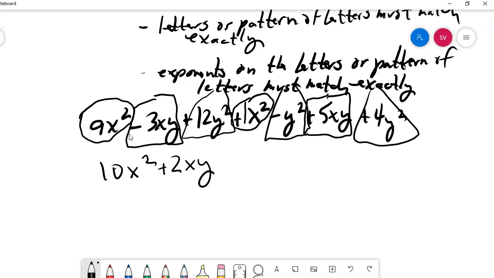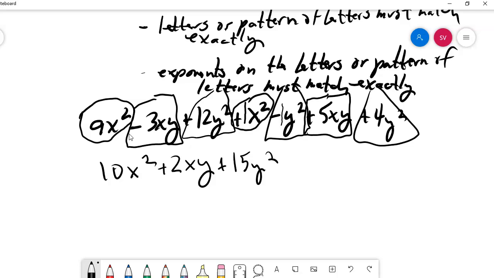And then here I have 12y squared minus, if there's no number in front, it's assumed to be 1. Minus 1y squared plus 4y squared. So 12y squared minus 1y squared is 11y squared. 11y squared plus 4y squared is plus 15y squared. And that is how you look at combining like terms through addition and subtraction. If you keep those two conditions intact, you should have very little difficulty in completing other related problems.